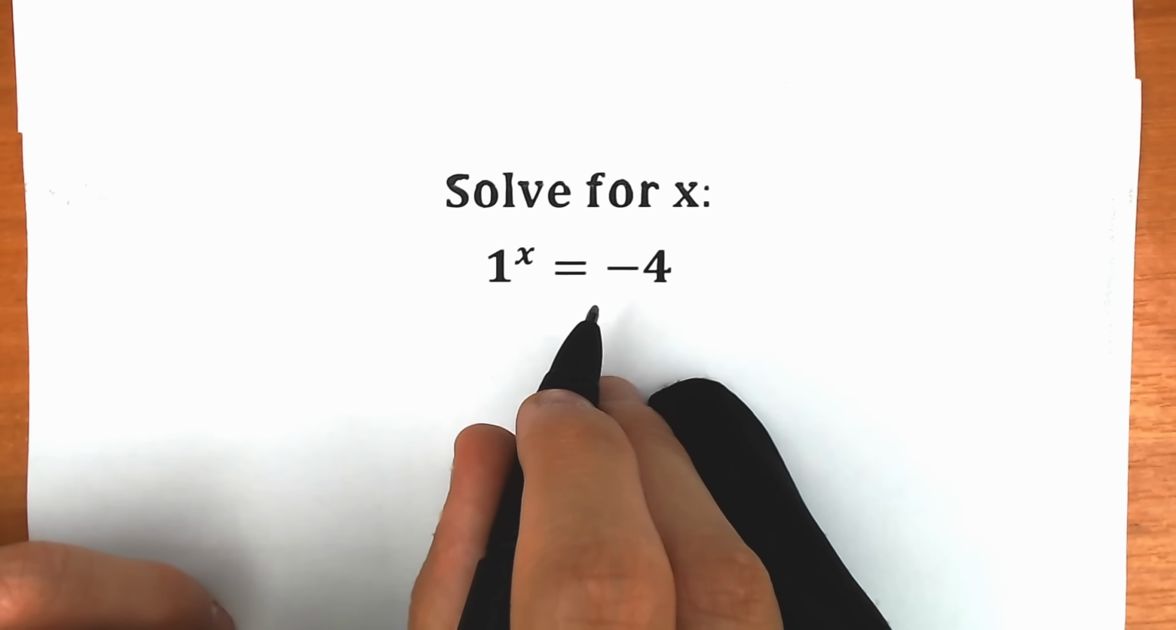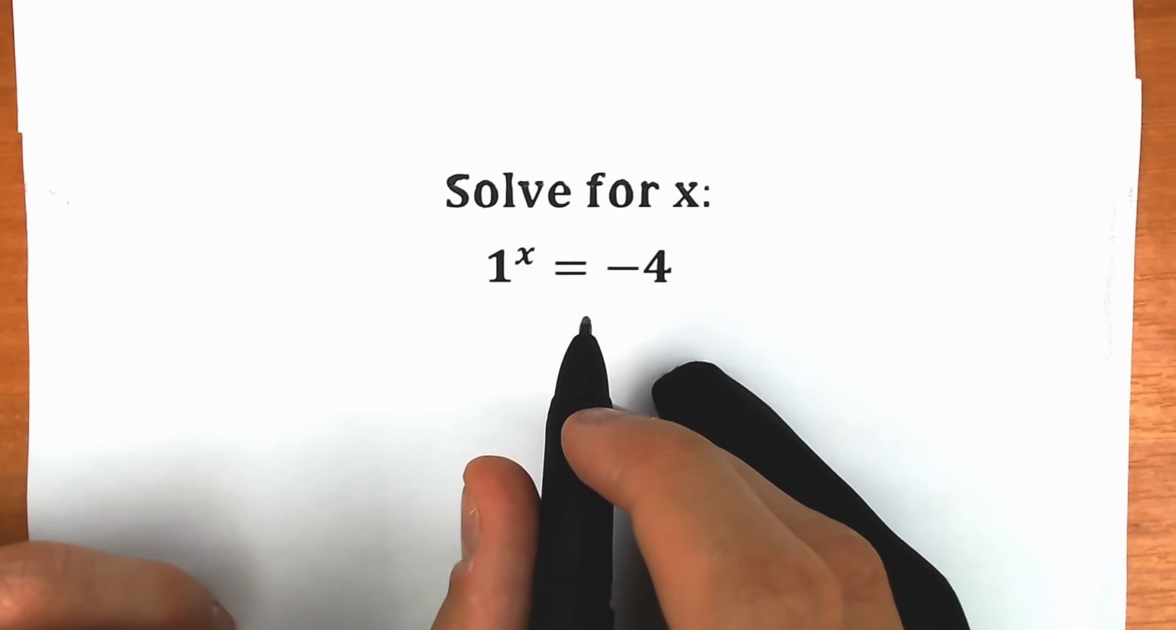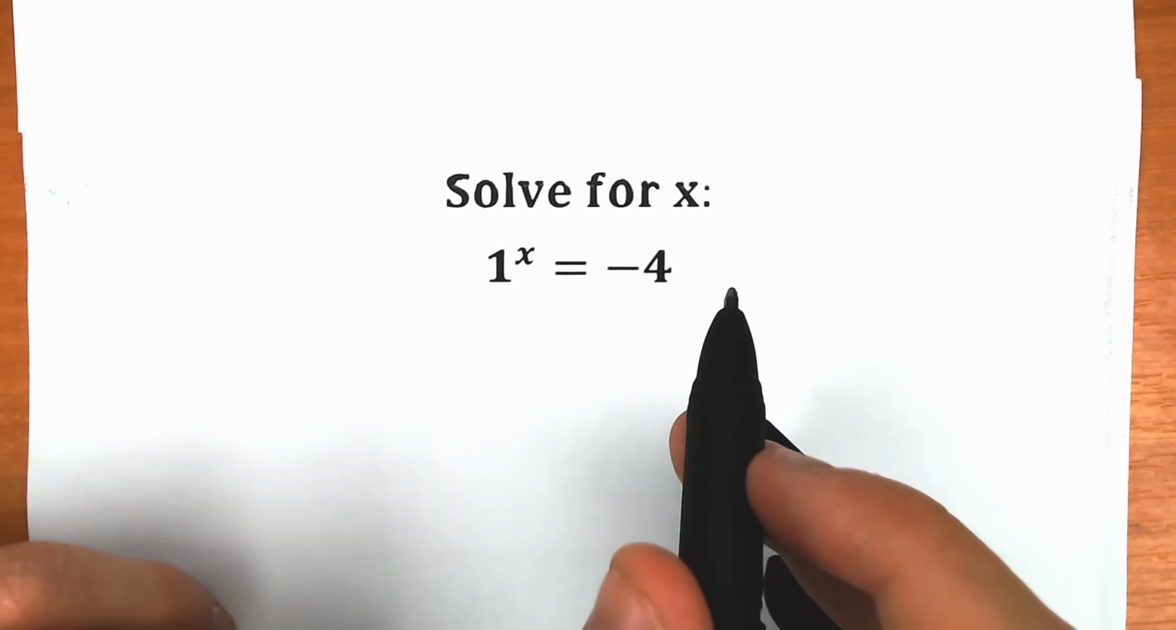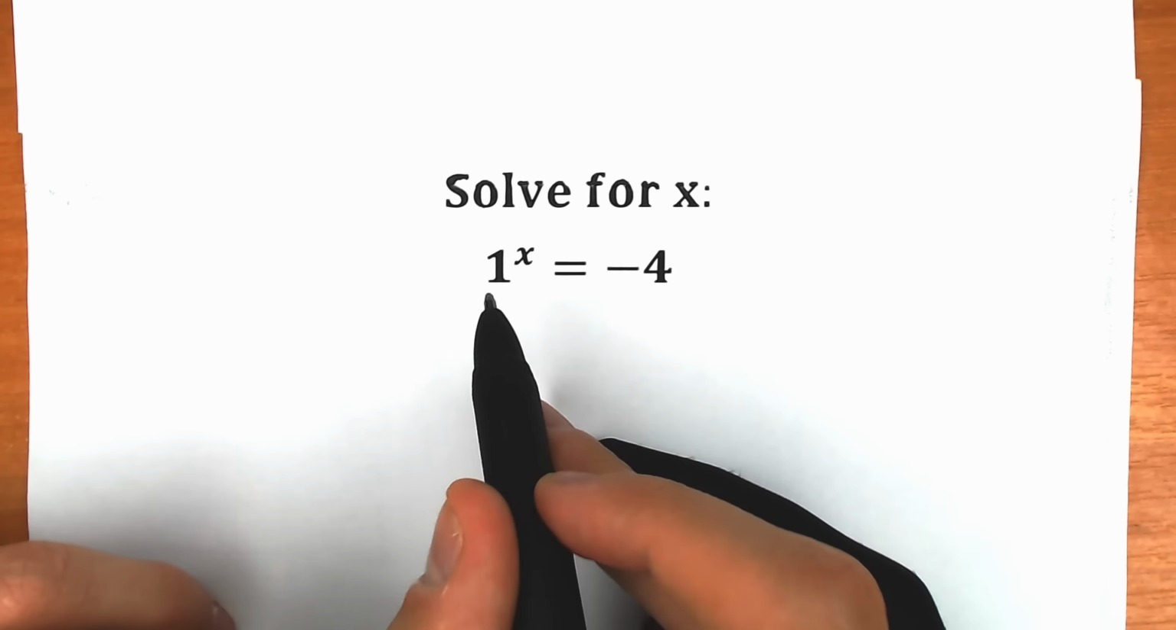Hi, I'm Mathematics, and today we have a really interesting question: 1 to the x equal to minus 4. At first sight, this is a very simple question. We don't have a complicated expression with sine, cosine, or square roots right here. We have a regular expression, we have 1 and minus 4.